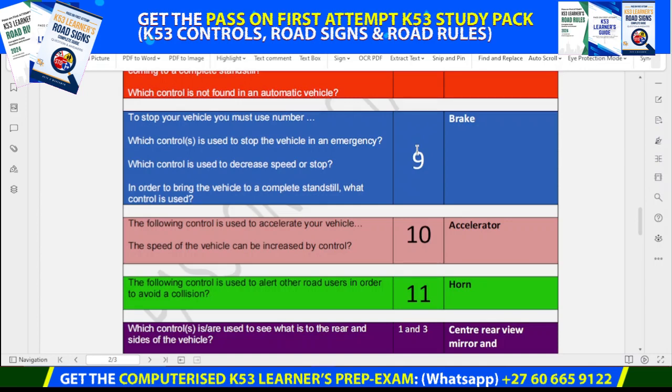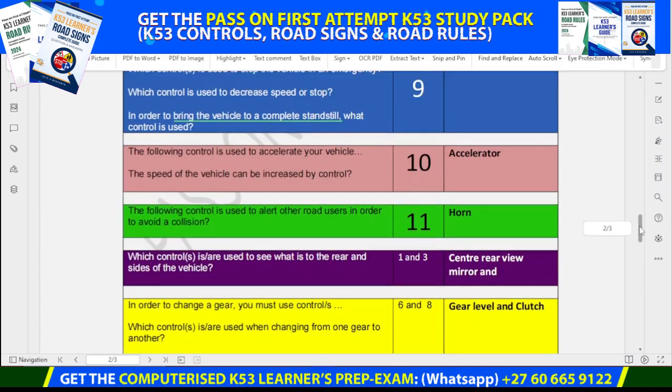Coming back to the brakes, it also says which control is used to decrease speed or stop, that's also the brakes. And another question says, in order to bring the vehicle to a complete standstill, what control would you use? Here we are bringing an already moving vehicle to a standstill. We use brakes, which is control 9. I don't need to go back to that diagram because I've already shown you.